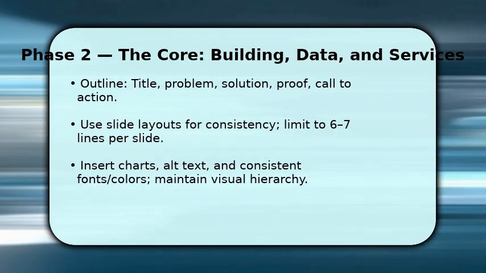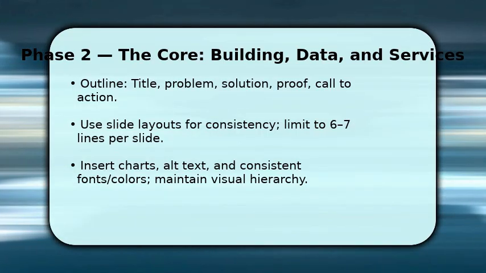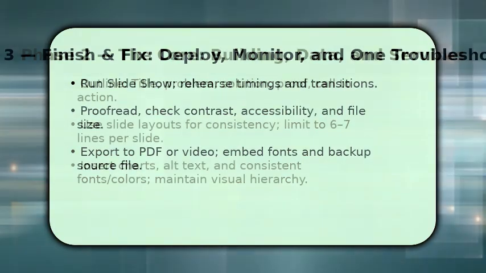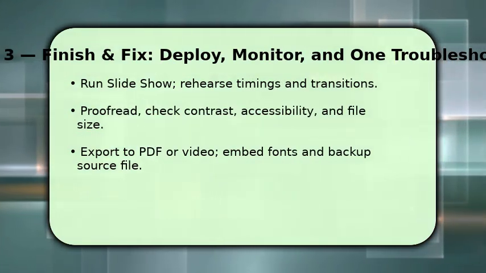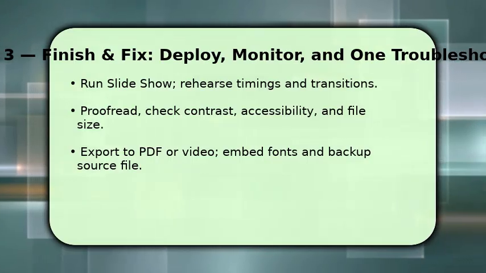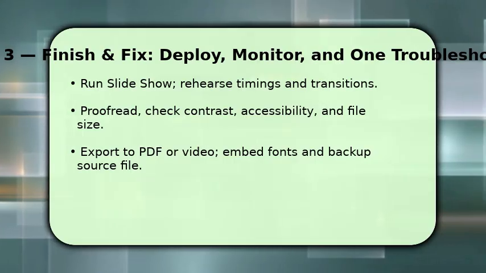Once content is placed, insert charts with clear labels, add alt text for accessibility, and apply a consistent font and color scheme so the presentation reads as you finish. By rehearsing, run slideshow, speak aloud, and set timings for automatic playback if needed. Then proofread every slide, verify color contrast and accessibility tags, and compress images to reduce file size.